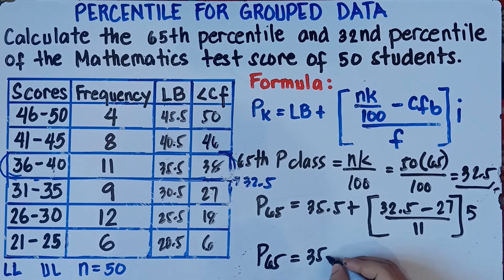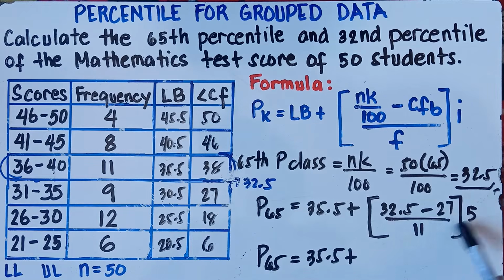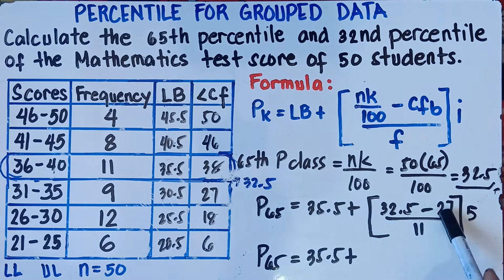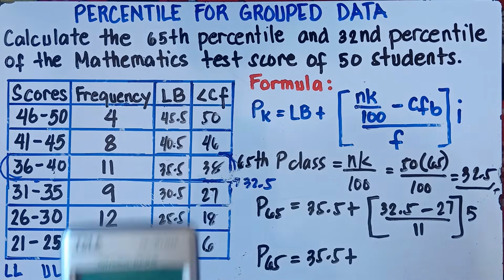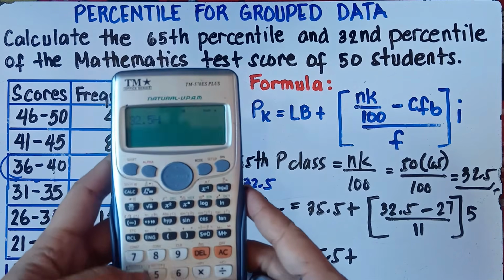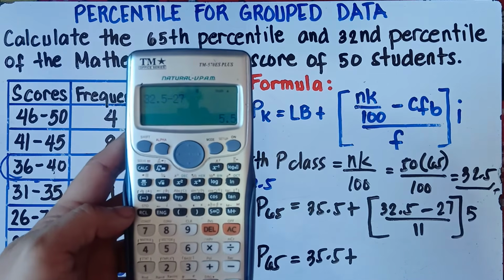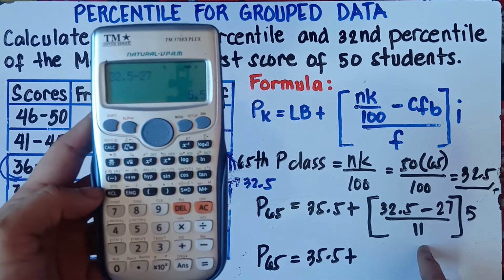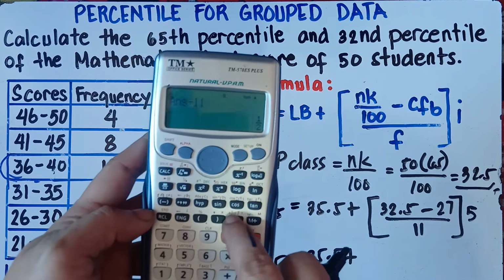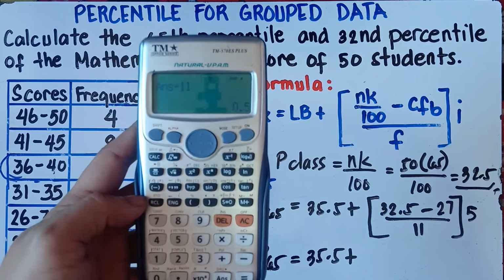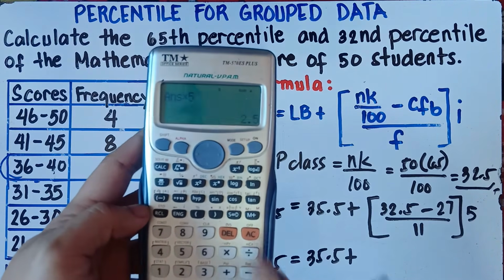Copy this one, 35.5 plus. Once again, class, in this scenario, just simply use your calculator to simplify this one. Subtract, divide, multiply. So that would be 32.5 minus 27, that's 11 over 2, or 5.5, divide by 11, so that's 1/2, or 0.5 in decimal. Then you multiply it by 5, that is 2.5.